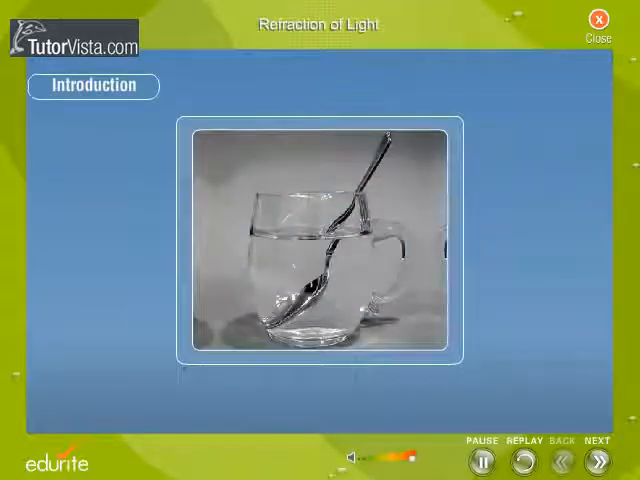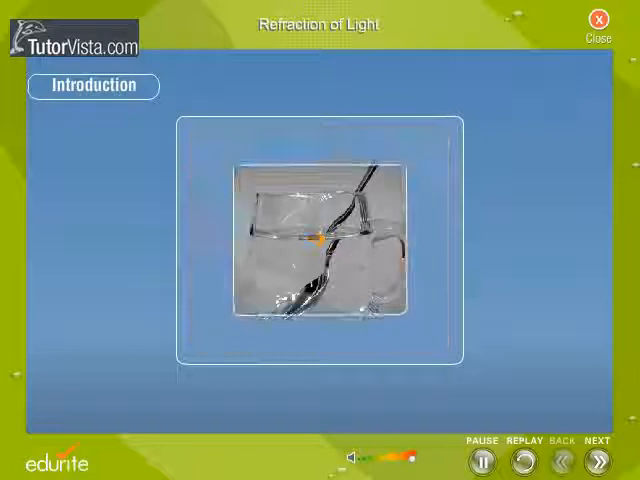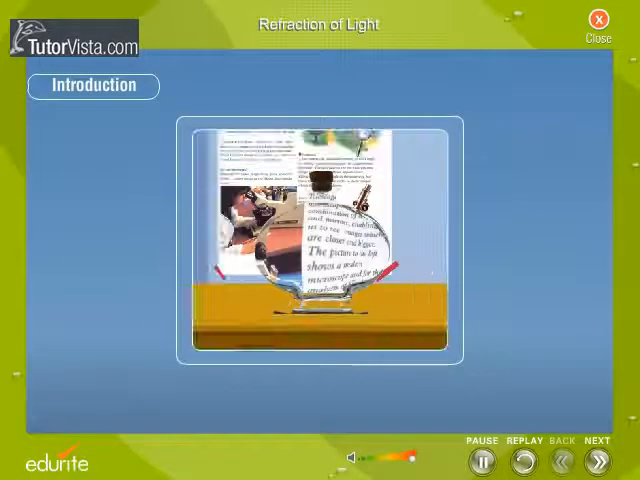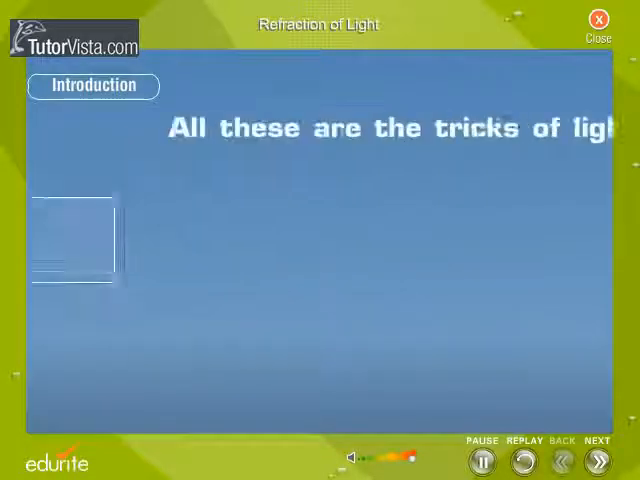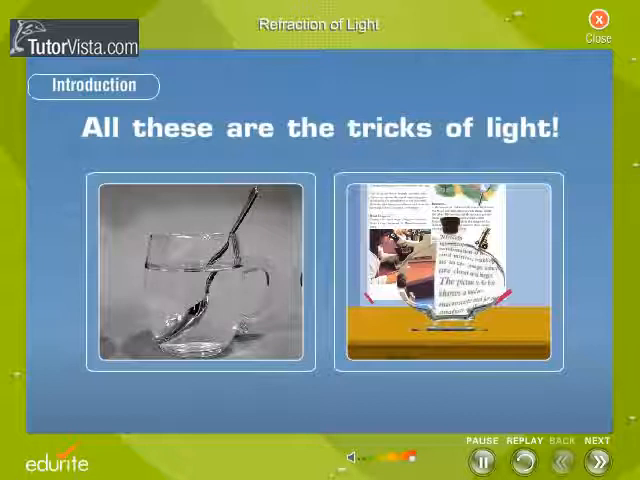You would have probably noticed that a spoon placed in a glass of water looks bent at the surface of water when viewed obliquely. The print on a page appears to be raised when the book is held behind a glass bottle filled with water. All these are the tricks of light. We shall explore how a light ray travels from one optical medium into another.